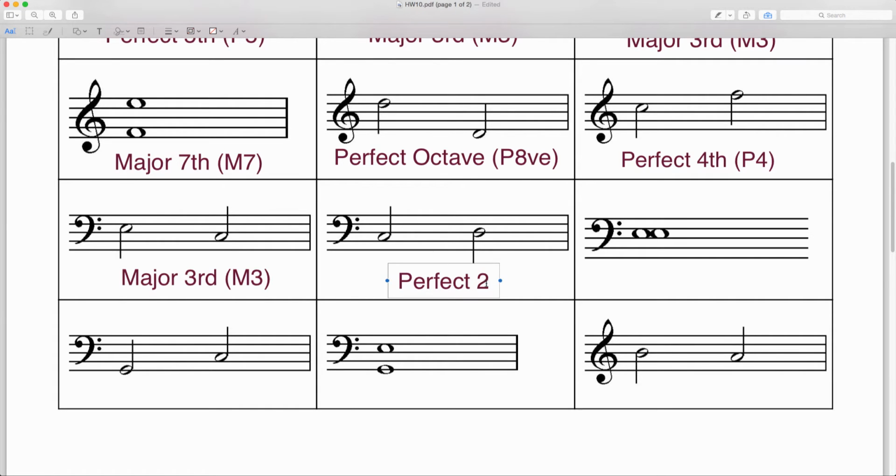It is indeed a second. But seconds, thirds, sixths, and sevenths are not perfect. They're major. So you can adjust that to major second. That's all you need to do.